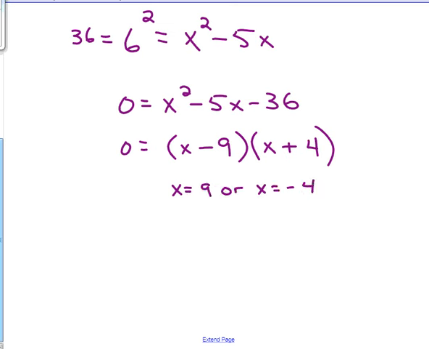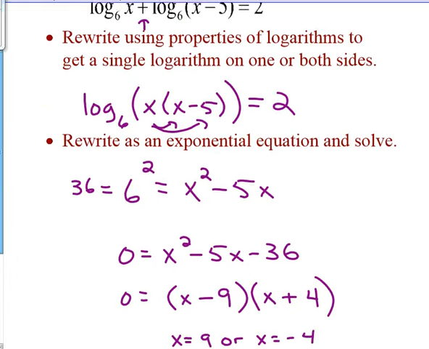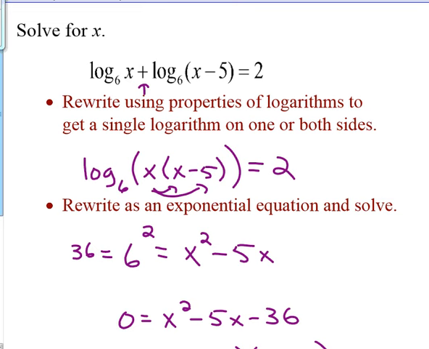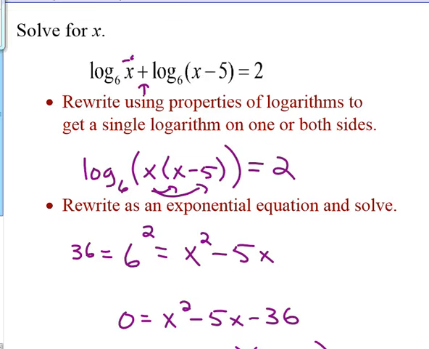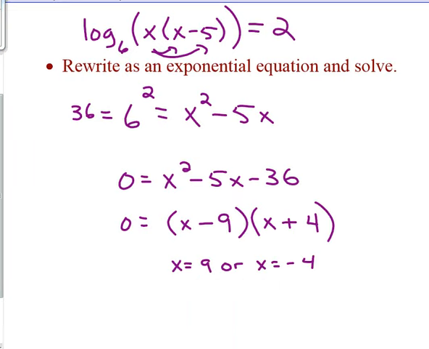And again, I have to check, though. I want to check, because this solves the quadratic, but does it solve my original equation? When I come back up here, I can put a 9 here and log base 6 of 9, because that's a positive. And 9 minus 5 is trying to raise 6 to a power and get 4. I can do that. But what I can't do is put in the other answer, that negative 4. If I try to log negative 4, I do not like that. I cannot do it. And so, again, that's what we call the extraneous solution.